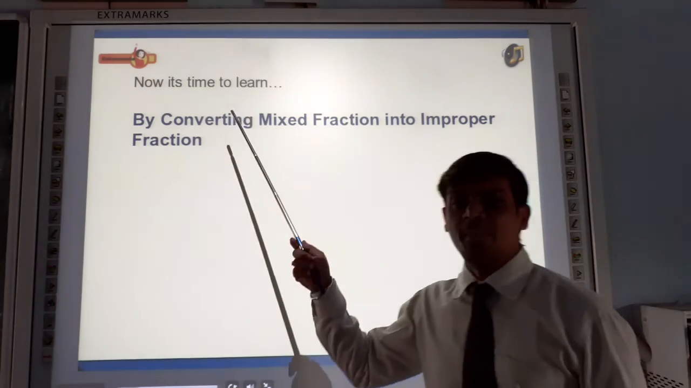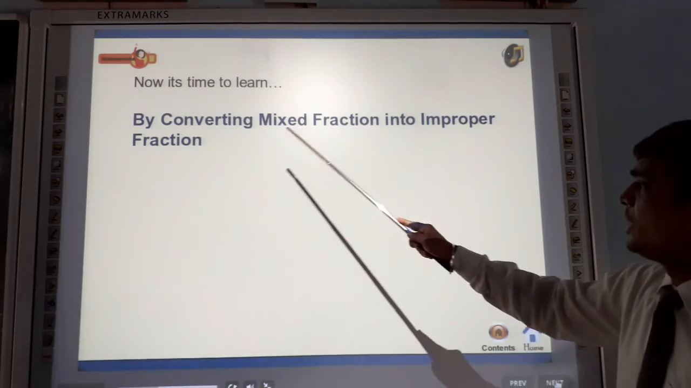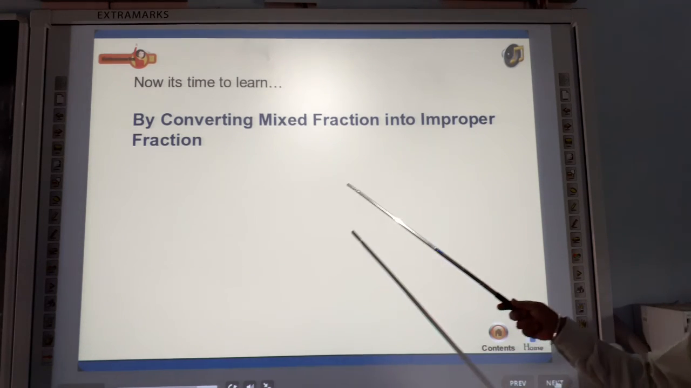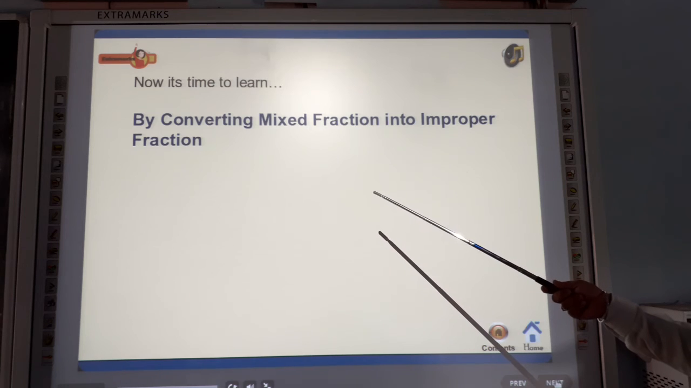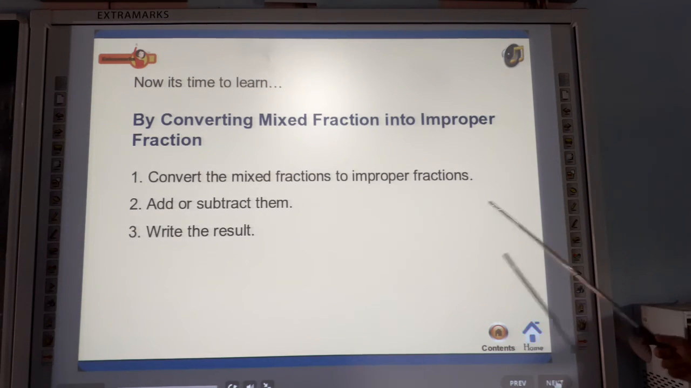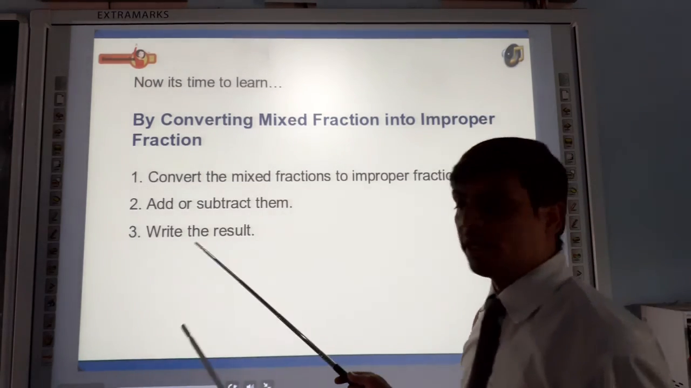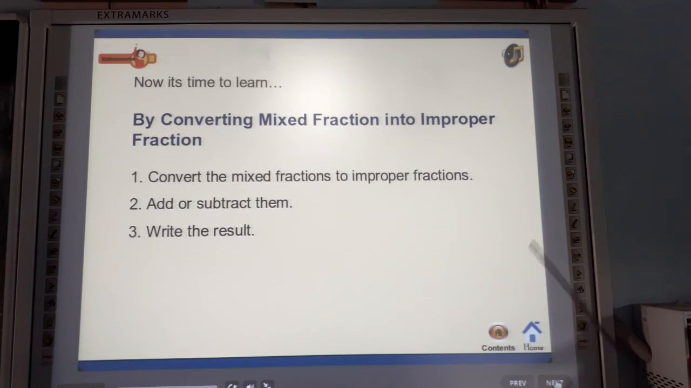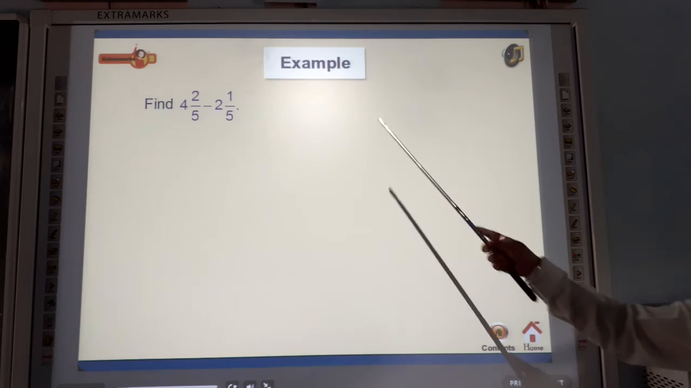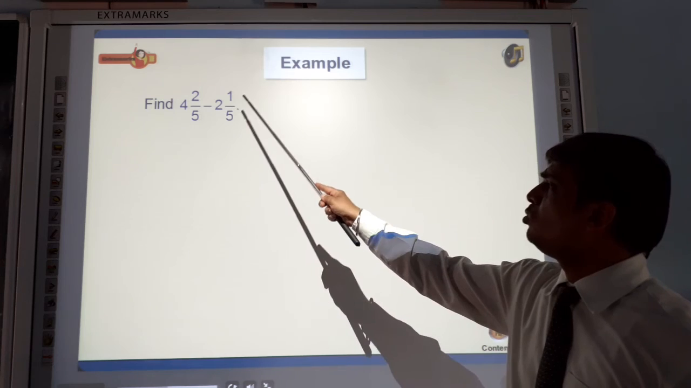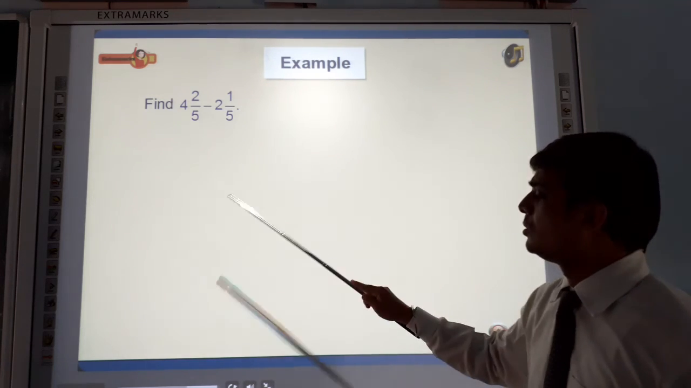Now it's time to learn by converting mixed fractions into improper fractions. Look at this. First is convert the mixed fractions to improper fractions. Second, add or subtract them. And third is write the result. Okay. For example, find 4 2 by 5 minus 2 1 upon 5. Look at this.